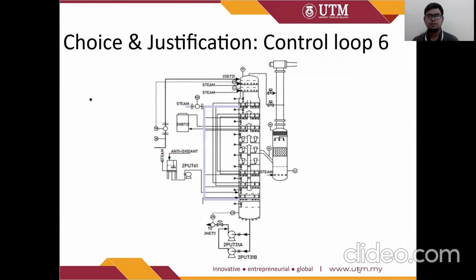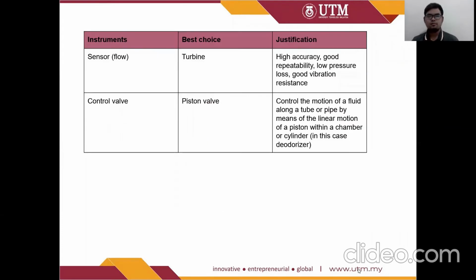For control loop 6, we have chosen turbine, and it has high accuracy, good repeatability, low pressure loss, and good vibration resistance. And piston valve for our control valve, and it can control the motion of fluid along a tube or pipe by means of linear motion by a piston within a chamber or cylinder.